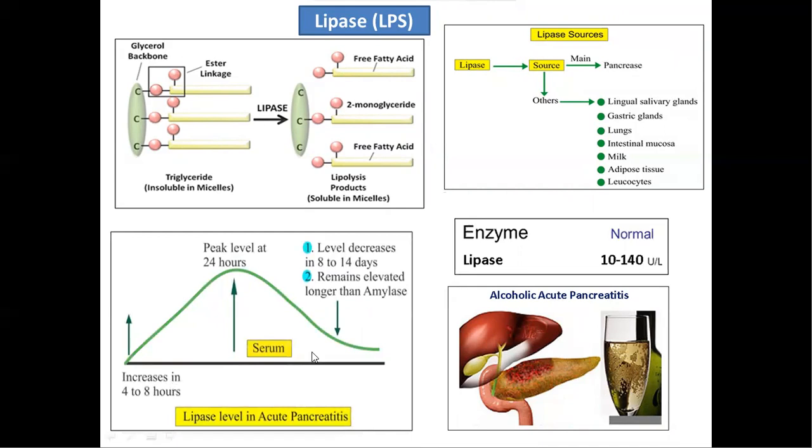So this bell-shaped graph explains acute pancreatitis, which is mainly due to elevated levels of lipase. At the initial stage, at 4 to 8 hours, the concentration will be low, but when it reaches the peak level at 24 hours, this is the indication of acute pancreatitis, and the concentration will be normalized in 8 to 14 days.